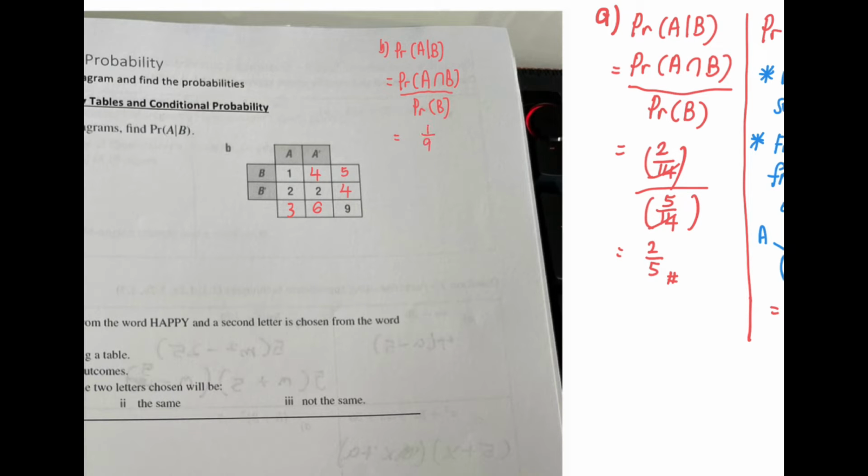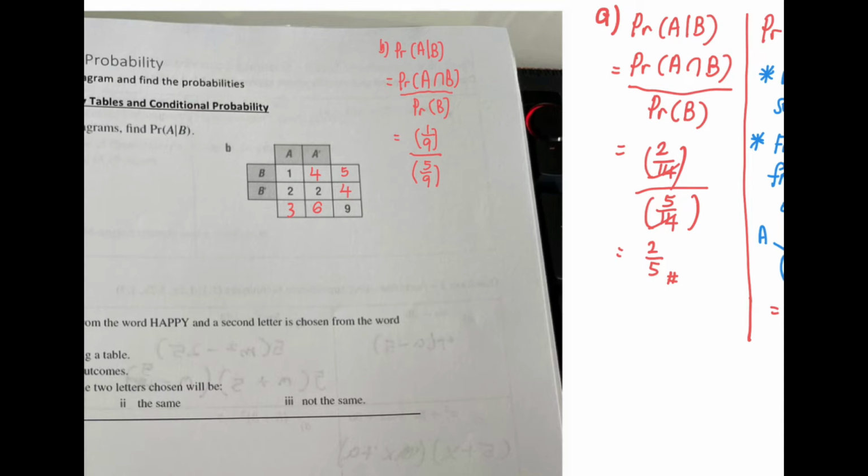One over 9. At the bottom, we have probability of B. Basically, probability of B is where we look at B itself. B itself has a total of 5, over the grand total of 9. 5 over 9. This is the probability of B.